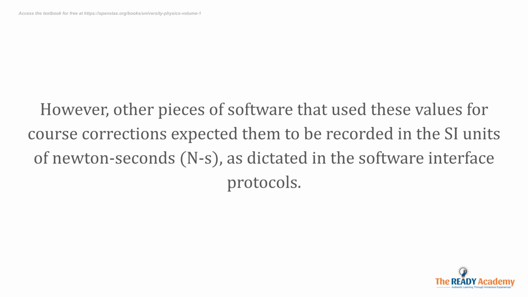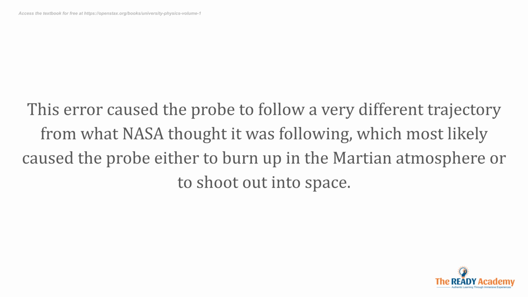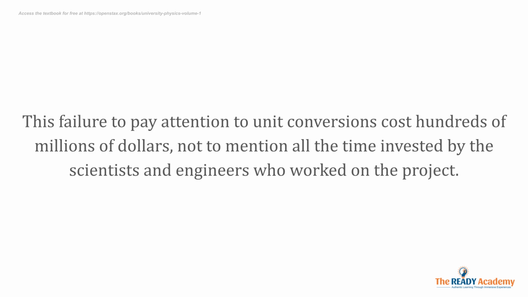However, other pieces of software that used these values for course corrections expected them to be recorded in the SI units of newton-seconds, as dictated in the software interface protocols. This error caused the probe to follow a very different trajectory from what NASA thought it was following, which most likely caused the probe either to burn up in the Martian atmosphere or to shoot out into space. This failure to pay attention to unit conversions cost hundreds of millions of dollars, not to mention all the time invested by the scientists and engineers who worked on the project.